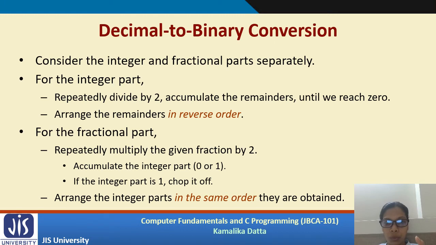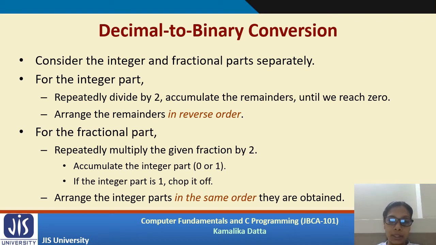For the integer part, we divide it repeatedly by 2, and we accumulate the remainder. In some cases the remainder will be 1, in some cases the remainder will be 0. And finally we write the result in reverse order. Okay, that is how we get the value. This is a very simple step. For the integer part, we repeatedly divide by 2 and see what the remainder is. We write it down, and then finally the answer we write in reverse order.